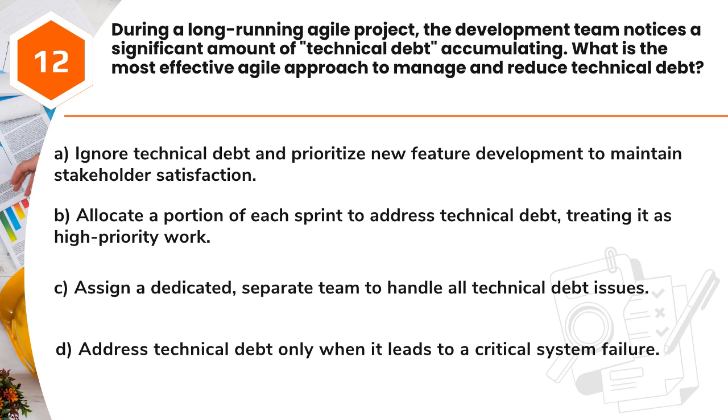Question 12. During a long-running Agile project, the development team notices a significant amount of technical debt accumulating. What is the most effective Agile approach to manage and reduce technical debt? A. Ignore technical debt and prioritize new feature development to maintain stakeholder satisfaction. B. Allocate a portion of each sprint to address technical debt, treating it as high-priority work. C. Assign a dedicated, separate team to handle all technical debt issues. D. Address technical debt only when it leads to a critical system failure.